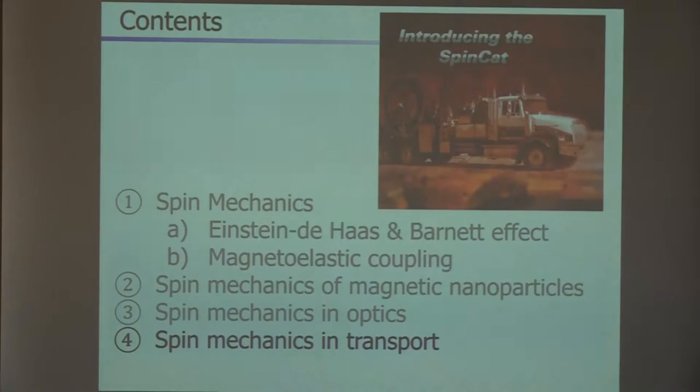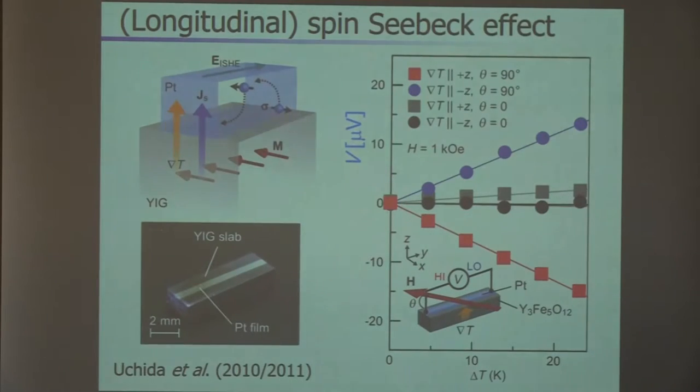Right, so now we've seen it in optics. Can we also see this in transport? The experiment which is suited to do that is the spin-Seebeck effect. I hope that most of you know what it is all about. It usually consists of a temperature gradient applied to a magnetic insulator like YIG. This generates a spin current which can be detected by a metallic contact which has a rather large inverse spin Hall effect, and then generates a transverse voltage.